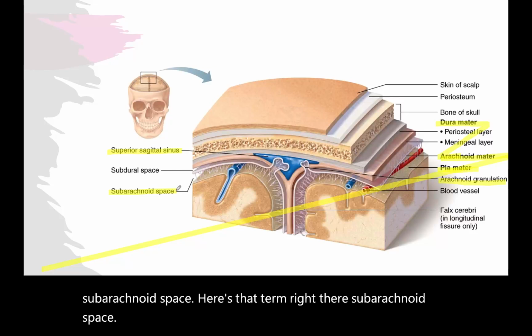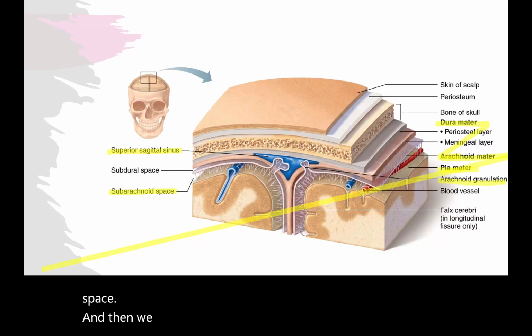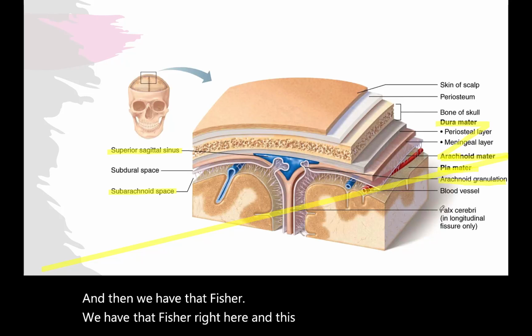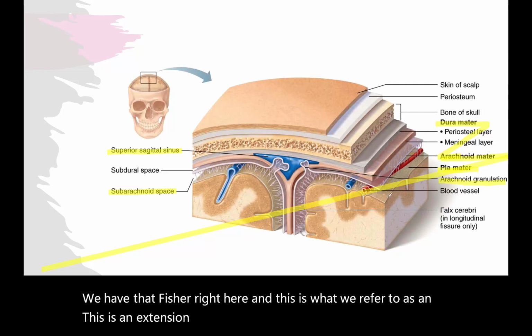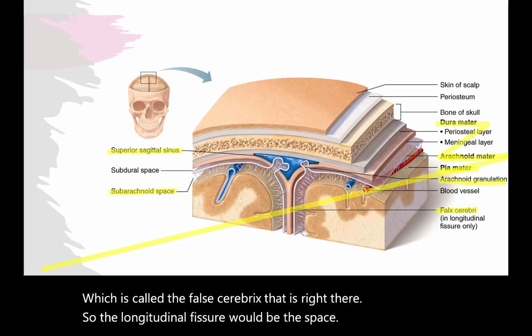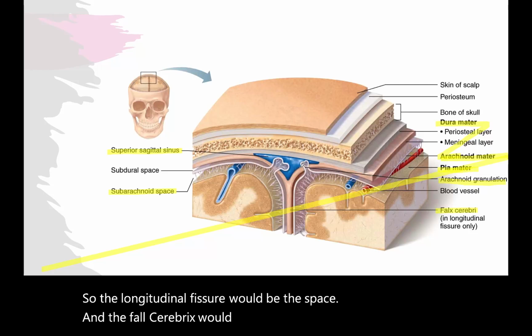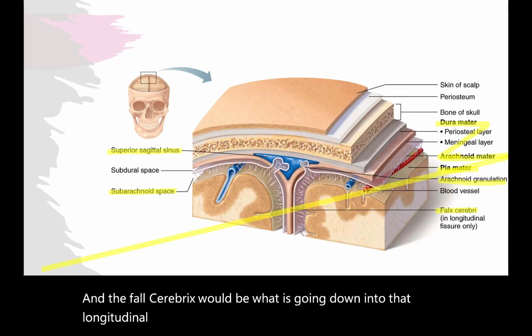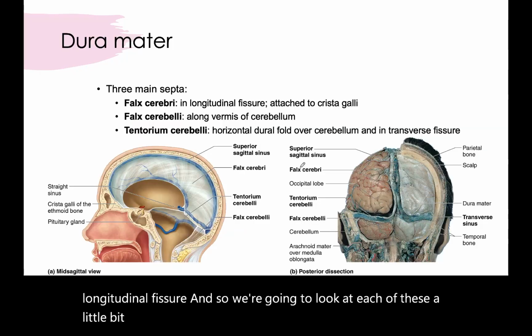All right. And then we have that fissure right here. And this is an extension of the dura mater, which is called the falx cerebri. That is right there. So the longitudinal fissure would be the space, and the falx cerebri would be what is going down into that longitudinal fissure. And so we're going to actually look at each of these in a little bit more detail, that you're going to see here.